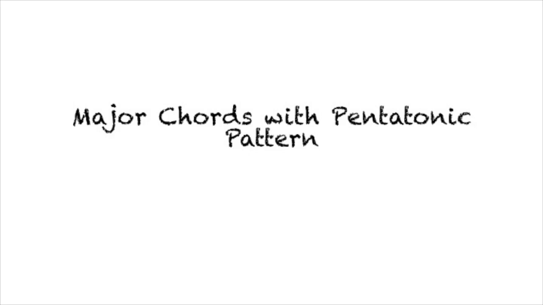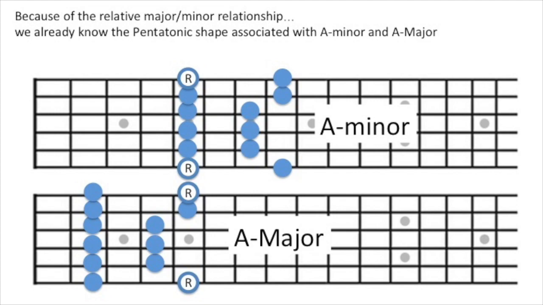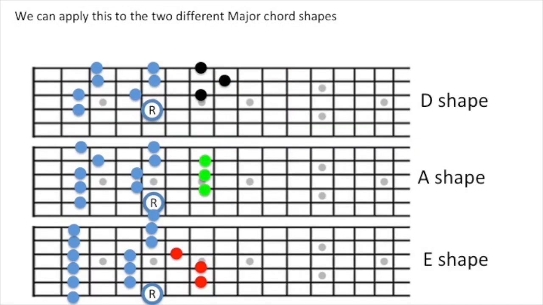How about the major chords and the basic pentatonic shape? Well, we already know how to tie the minor pentatonic shape to the major scale, because we know the relative major-minor relationship. So here is A minor and A major. Let's apply this same relationship to the 5 major caged chords.